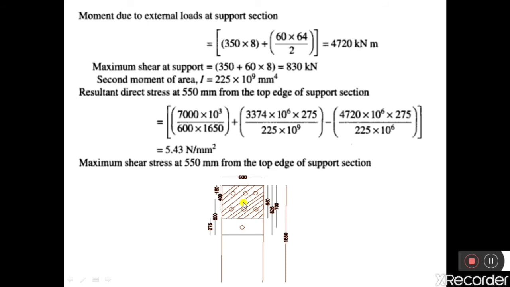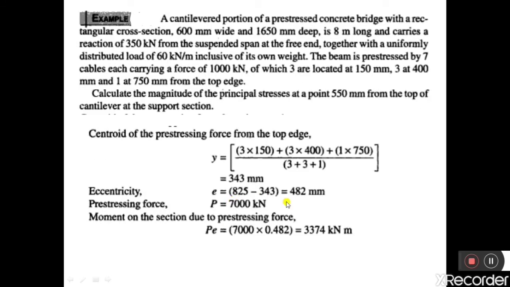So here is the CG of the cable which is at a distance of 343 from the top edge, and from here to here it is the eccentricity. So eccentricity is the measure between the centroidal axis and the CG of the cable. So that distance from here to here, where the CG of the cable lies, this distance is the eccentricity. So from here to here the distance is equal to 825 minus 343, so that is equal to 482 millimeter.